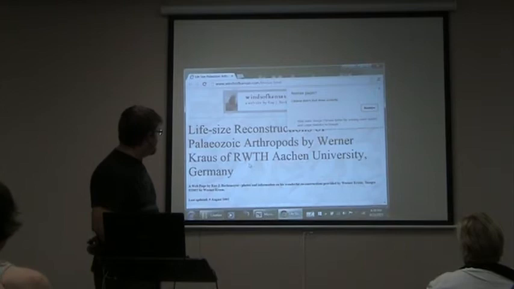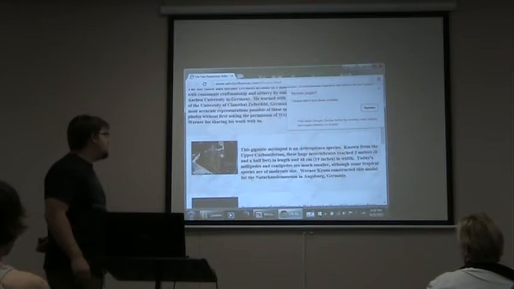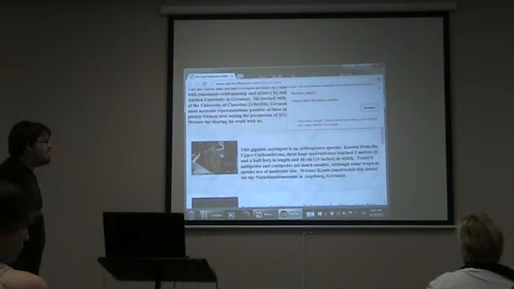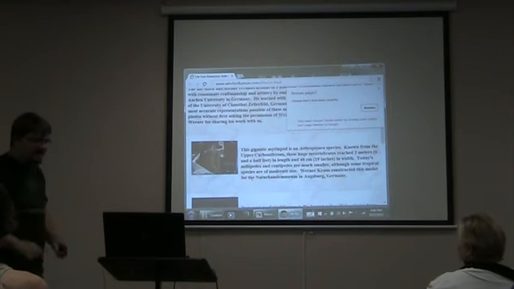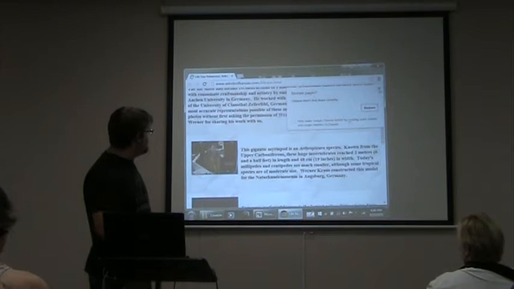There he is. Known from the upper Carboniferous period. It's a huge invertebrate, 6.5 feet long, about 19 inches in width. You know, the largest millipede we have today is much smaller than that.